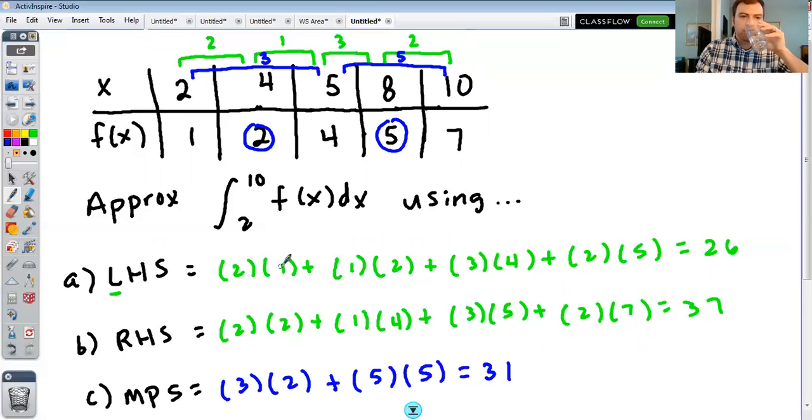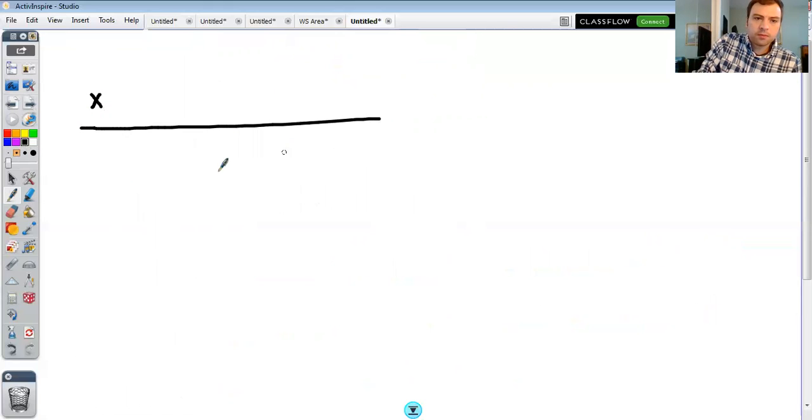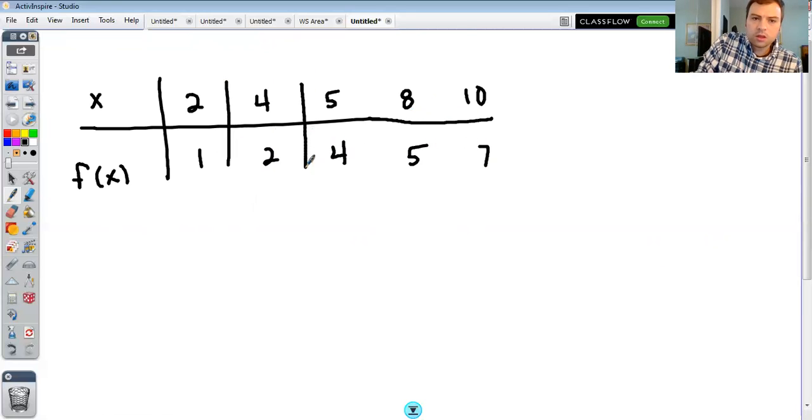Now I want to look at the trapezoid. And just for ease of access here, I'm going to recopy this table on the next page. So x: 2, 4, 5, 8, 10. f of x: 1, 2, 4, 5, 7. And let's work through the trapezoidal sum.